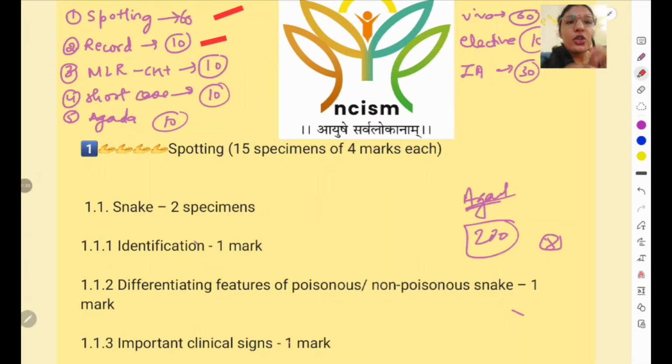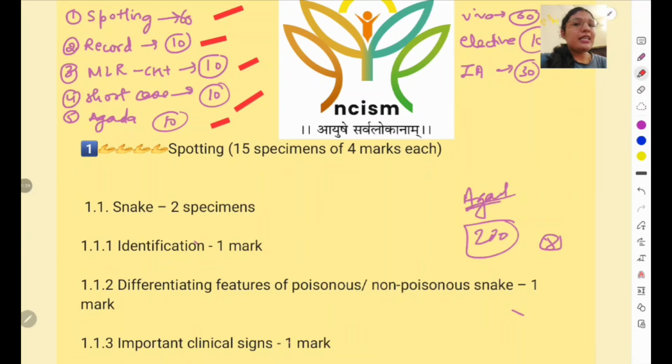Then 10 marks for your record, as we already completed our records. Then 10 marks for the certificate. A case scenario is given, and you have to write the certificate properly, maybe the injury certificate or the fitness certificate. Next, the short cases will be according to the bite, maybe snake bite, vrishchika bite, kita, luta bite. And 10 marks for the Agada.